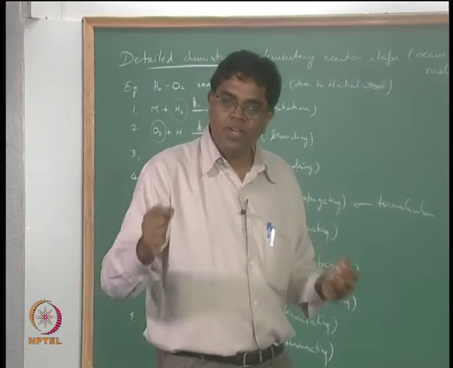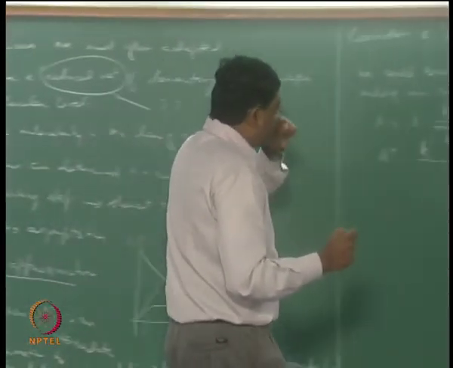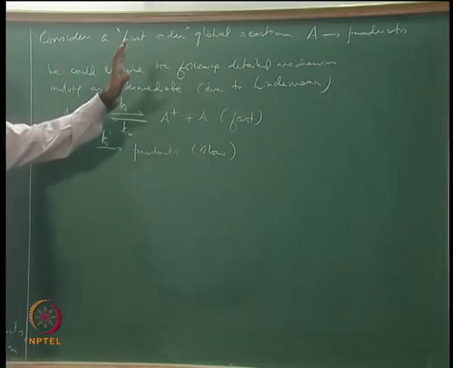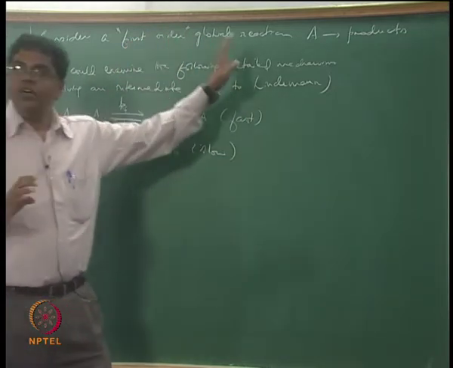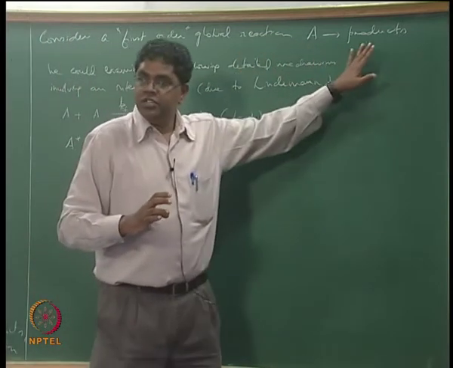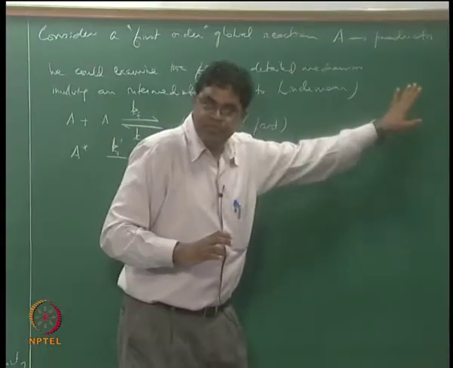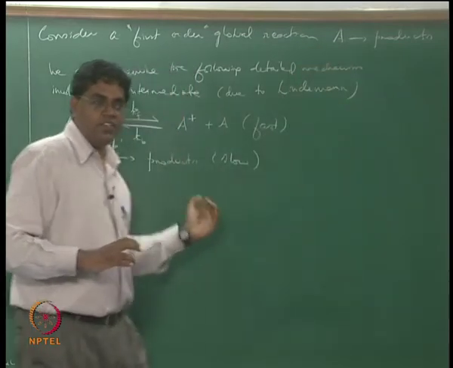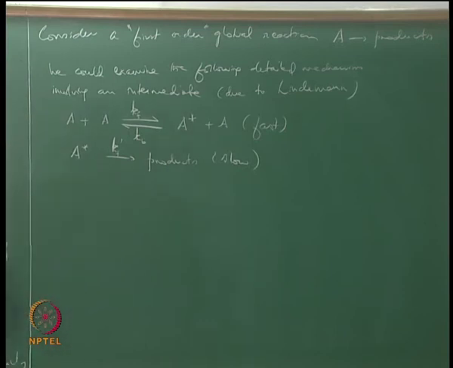Now we are beginning to think about what would be the order. Think about this: what would be the order of the global reaction A giving products? That's what is supposed to happen. All this is details that are happening in reality. So let's now think about how to deduce this.